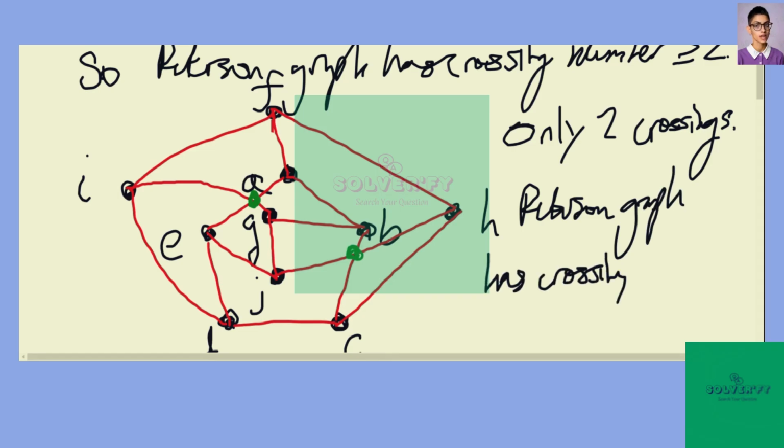So it follows that the Petersen graph has a crossing number of 2.